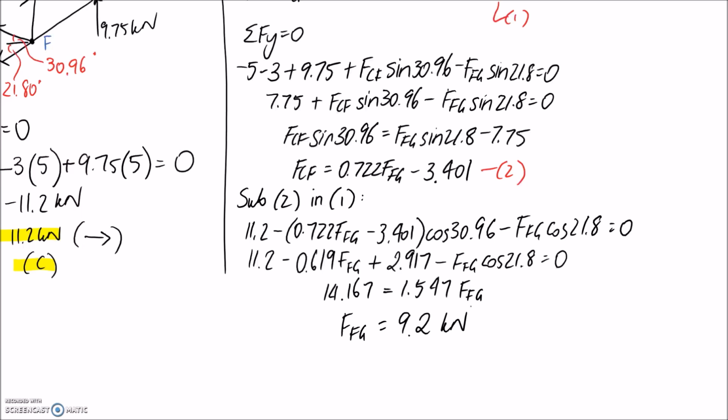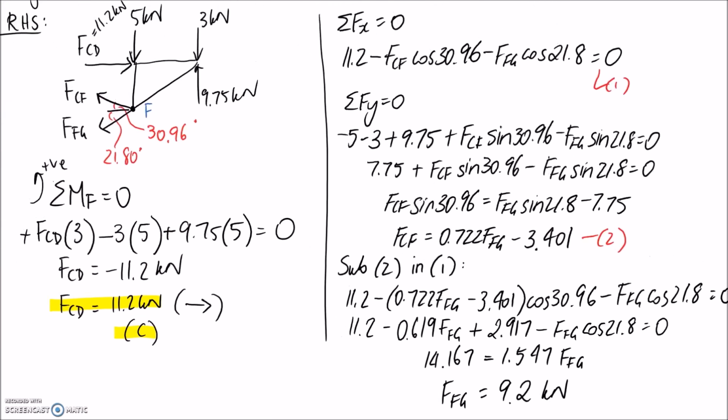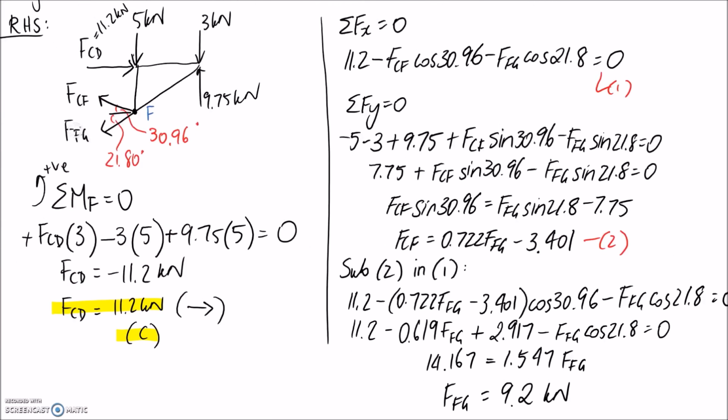Alright, so this has come out positive, which tells me I had the correct direction on the diagram. So if I just go back over here, we had drawn FFG here to be pulling away from the joint F, so that means that it was going to be a tension member, and it was correct, so we can write that in. So now we just need to figure out what FCF is, and we have our equation 2, which we can use for that.